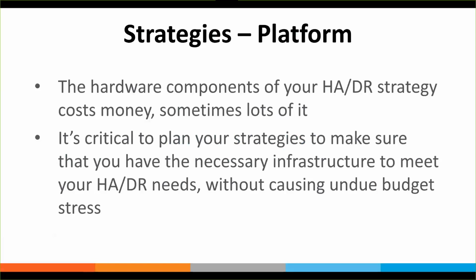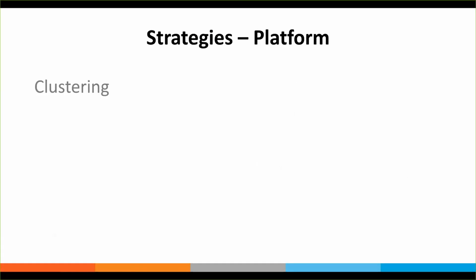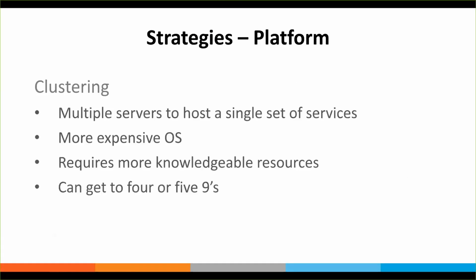Platform strategy. Hardware components of your high availability disaster strategy cost money, sometimes a lot. So you have to plan your strategies to make sure you're getting what you need and not killing your budget. So there's a couple ways you can do it. For your platform, you can cluster. Multiple servers host a lot of different services. It's more expensive for the operating system. It requires more knowledgeable resources, but you can get to 4 or 5 of those 9s this way.